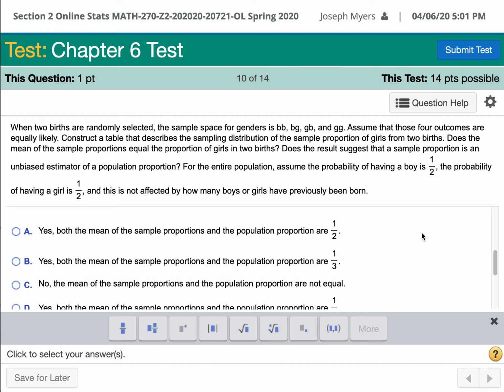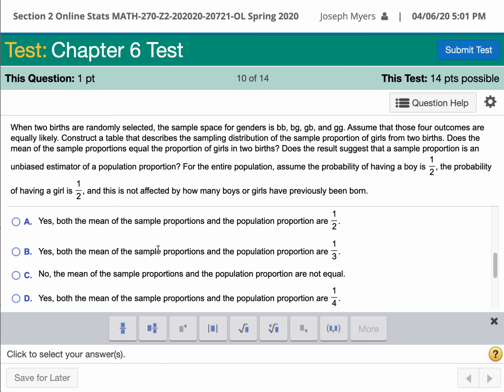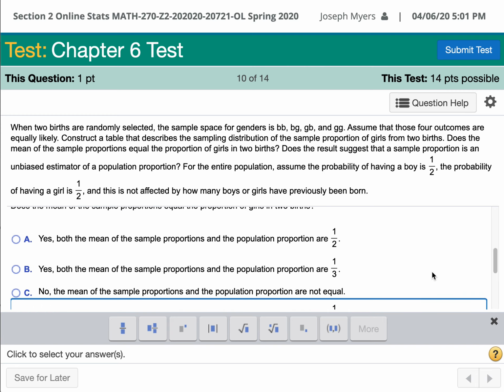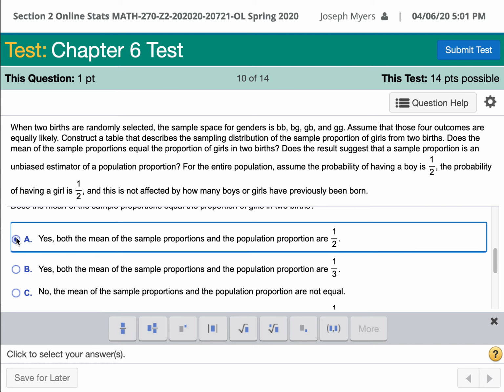So both the mean of the sample proportions and the population proportion are both equal to 1/4. No, wait, that's wrong. Both the mean of the sample proportions and the population proportion are 1/2. So they're the same, and we got 1/2 for both of them, right? So yes, both the mean of the sample proportions and the population proportion are 1/2. Yep, that's true.